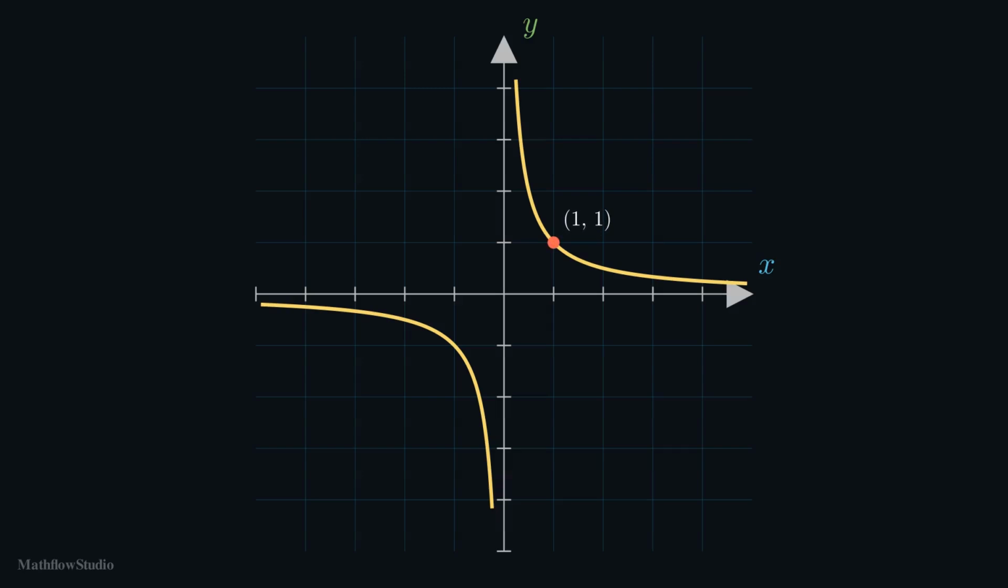When the input is 1, the output is 1. When the input doubles to 2, the output is cut in half. When the input doubles again to 4, the output is cut in half again. The pattern also works in reverse. A smaller positive input gives a larger positive output.